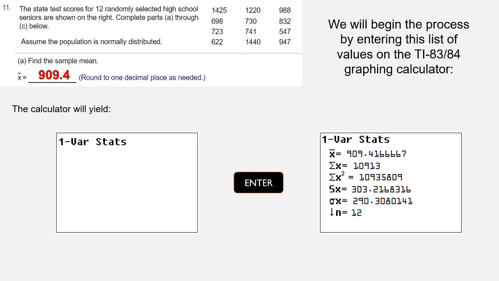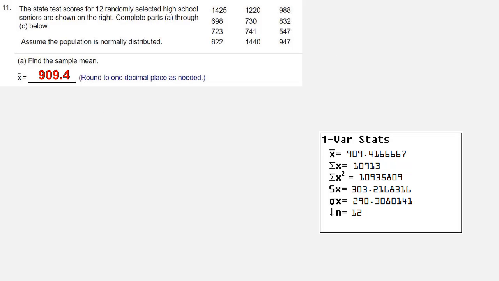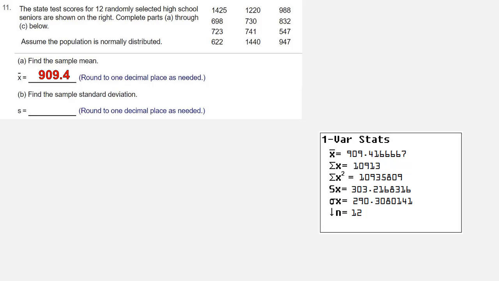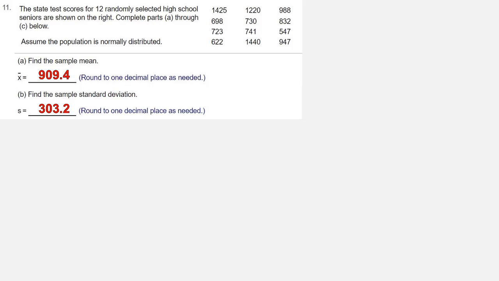We also need the standard deviation, and the standard deviation is given here. Now, there are two standard deviations here. There's sigma and S. S comes first. So in this problem, because we are looking at a sample, the sample standard deviation is Sx, which is 303.2 when we round to one decimal place. So we can get both the values for A and B by using this graphing calculator.